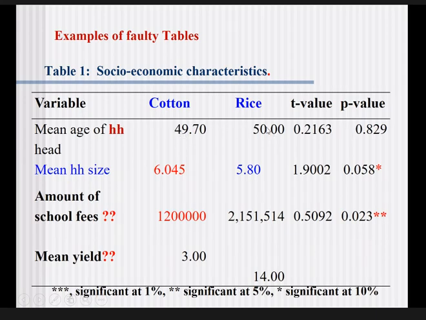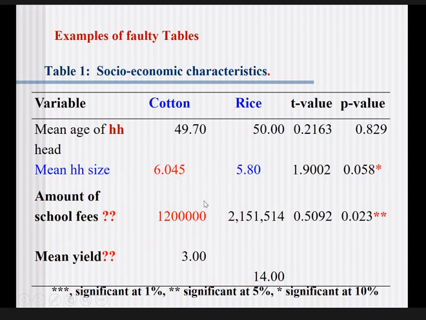Looking at the decimal places, for example, under mean HH size, under cotton, you see we have 3 decimal places, 6.045. But under rice, we have 2 decimal places, 5.80. So that is a fault. You should be consistent in the number of decimal places.